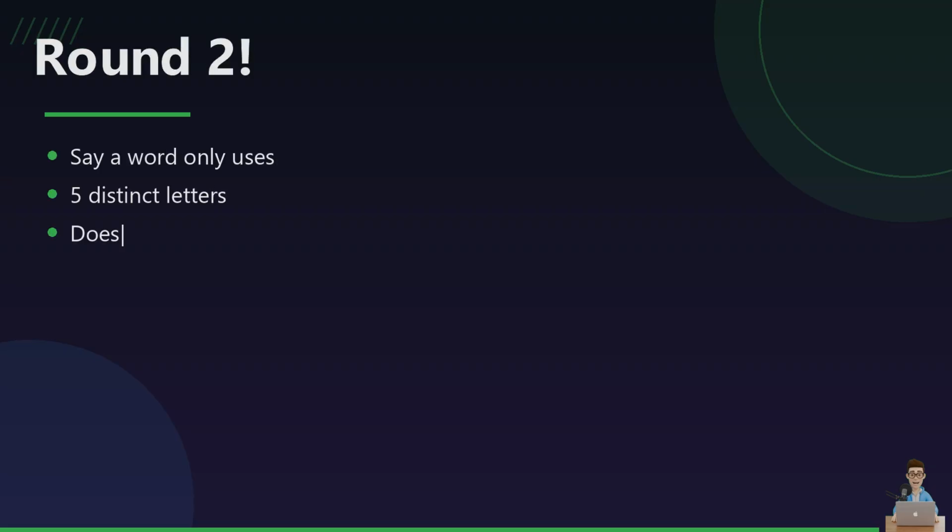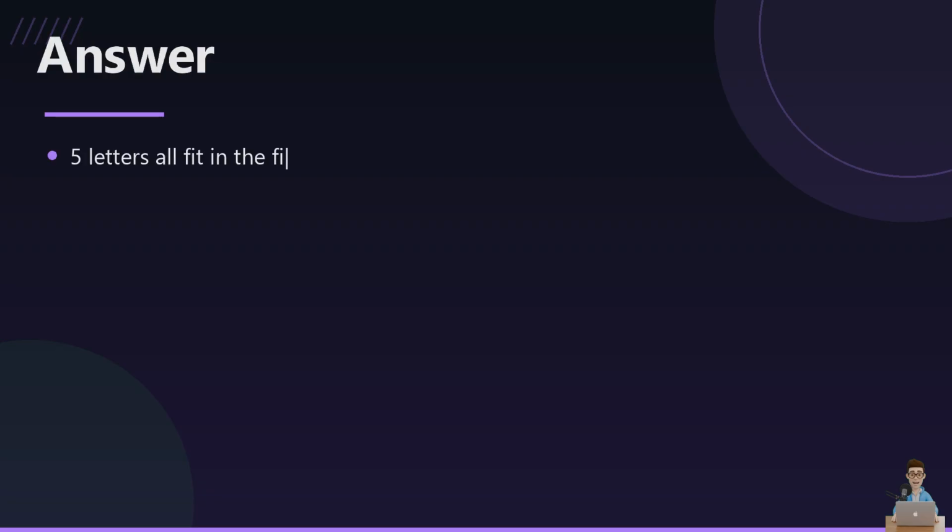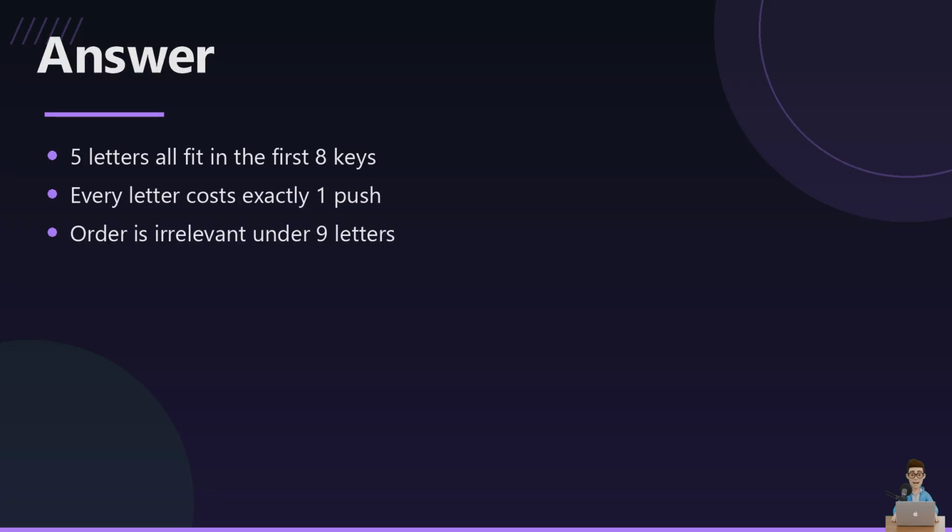Second one: if a word only has 5 distinct letters, does sorting by frequency even change the answer? Take a second and guess. Count how many keys 5 letters actually fills. Nope. With only 5 distinct letters, every single one lands in a 1 press slot no matter the order, since you've got 8 keys to spread across. Frequency sorting only starts mattering once you cross 8 distinct letters.